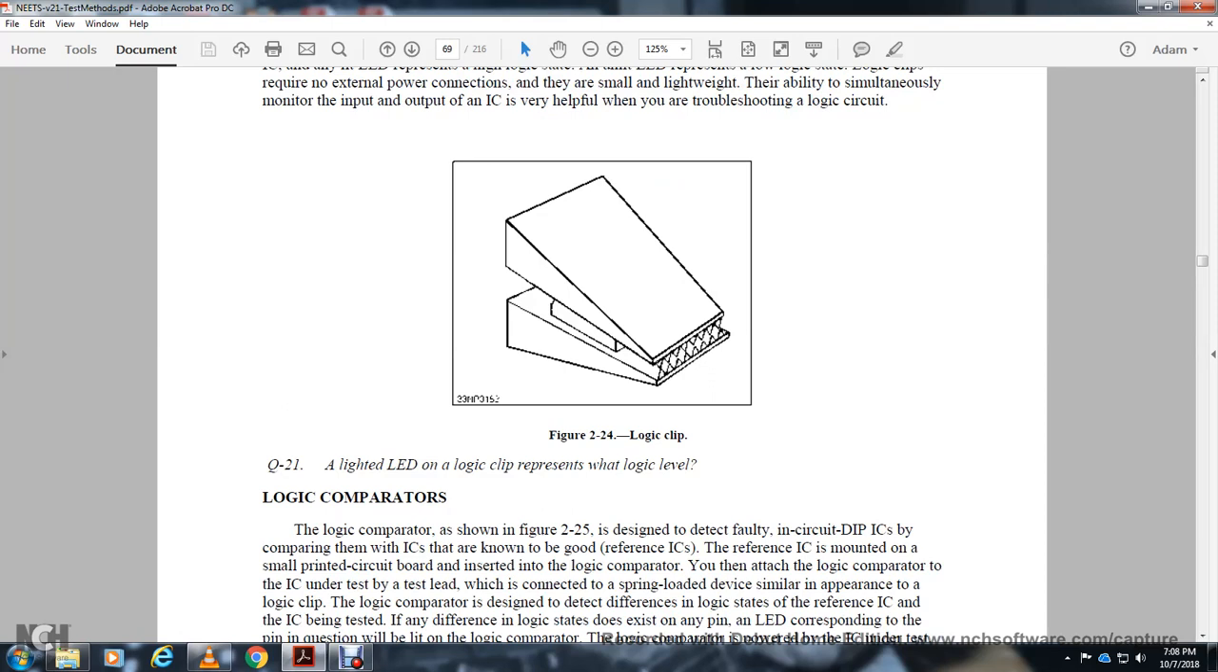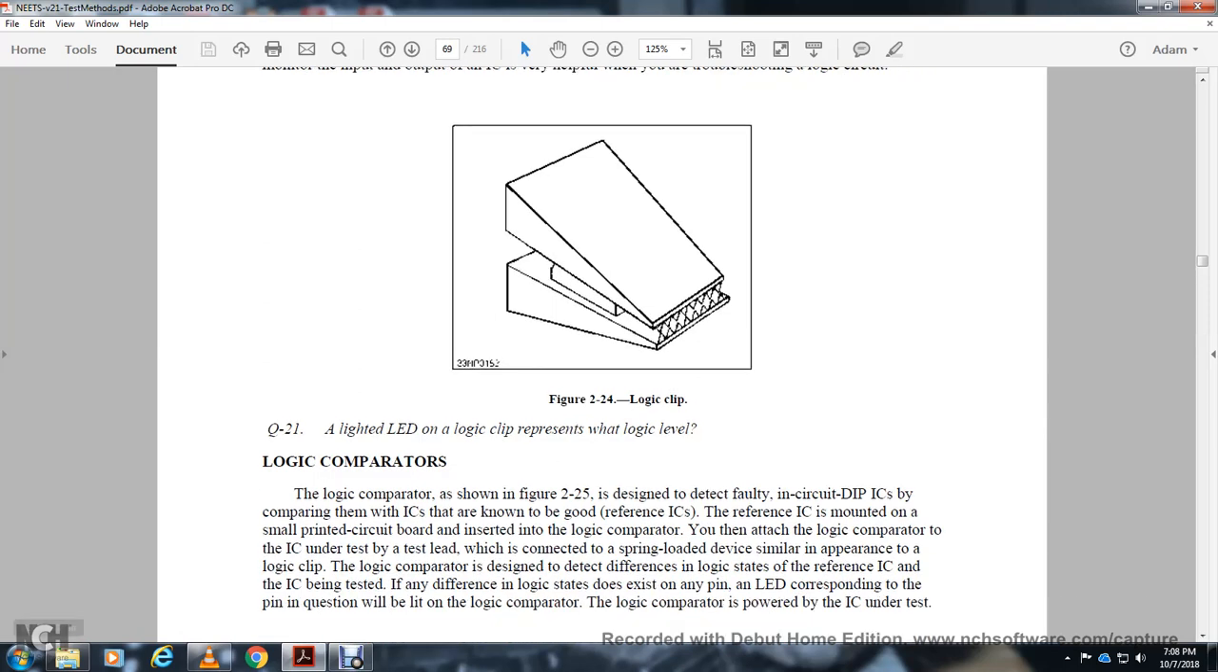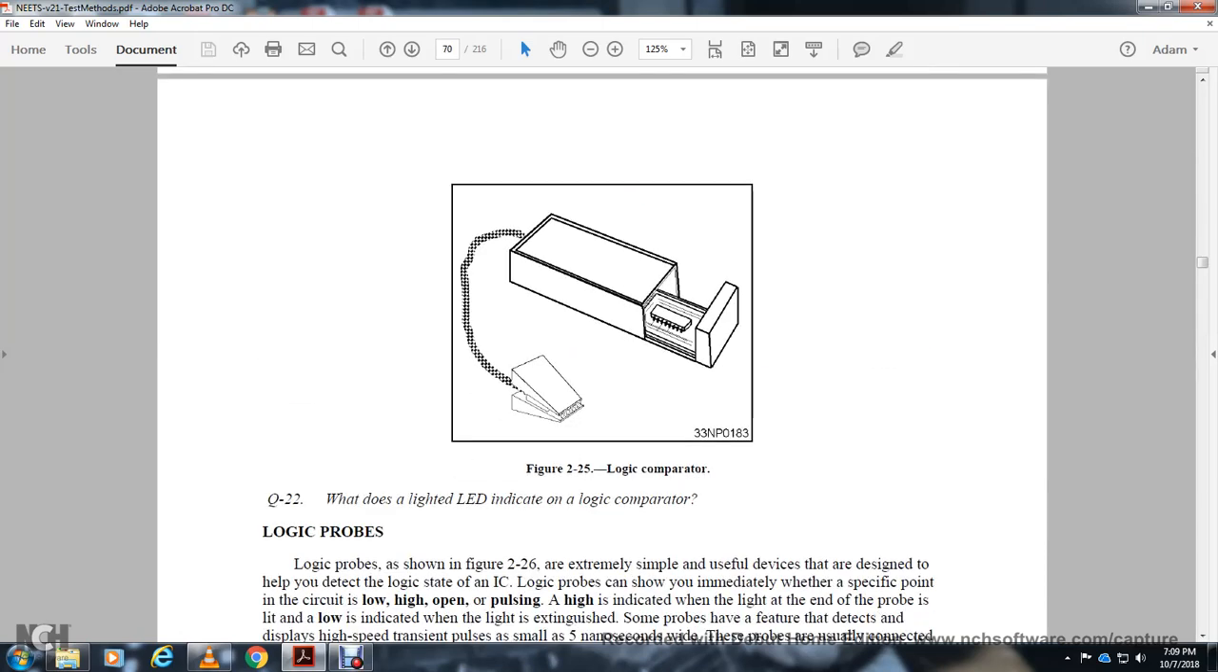The integrated circuit under test is compared with a known reference integrated circuit, on a small printed circuit inserted into the logic comparator. The logic comparator attaches to the integrated circuit with test leads. Some connect with a spring-loaded device similar in appearance to the logic clip. The design detects any difference in logic state between the reference integrated circuit and the circuit under test. If a difference in logic state does exist, the LED corresponding to the pin in question will be lit, with the logic comparator powered and the integrated circuit under test. So, the logic comparator.